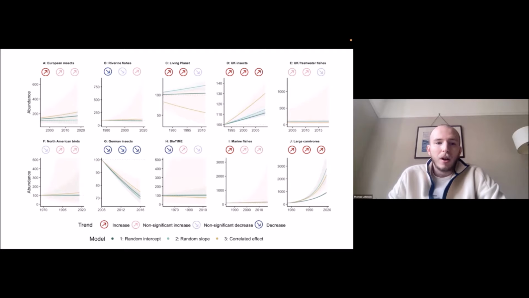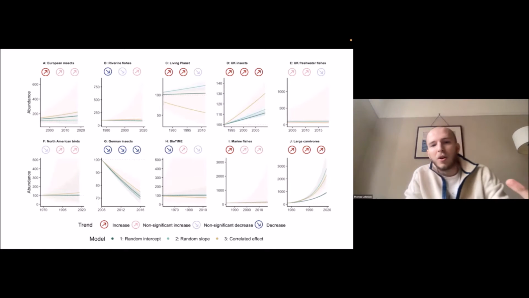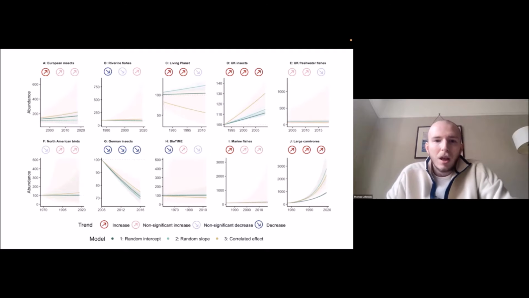And so we're comparing our 3 different model structures here. In the dark green, we've got the random intercept. In the lightish green, we've got the random slope. And in the gold, we've got the correlated effect model. And here, each of these different lines represents the collective trend, a term we're calling the collective trend. In essence, it's the average trend in abundance change across all species and locations.